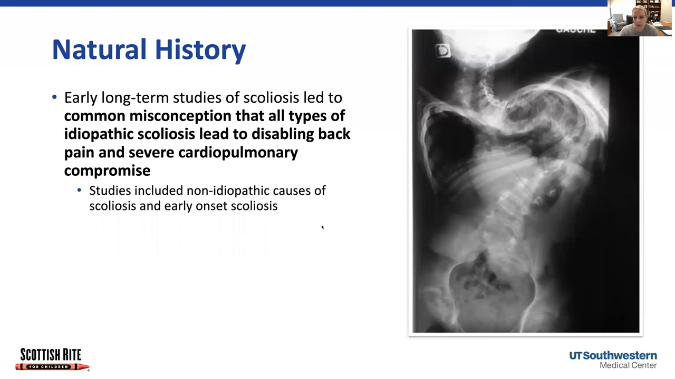There's a common misconception amongst our patients that scoliosis, if left untreated, can cause horrendous deformity and lead to early death. And a lot of this was perpetuated by some early studies that did show scoliosis to cause severe disabling back pain and cardiopulmonary compromise. Unfortunately, these early studies were very flawed. They included non-idiopathic causes of scoliosis, and they included patients with early onset scoliosis who, if left untreated, could end up with the x-ray like we see on the right. But this is typically not the course that we see in idiopathic scoliosis.